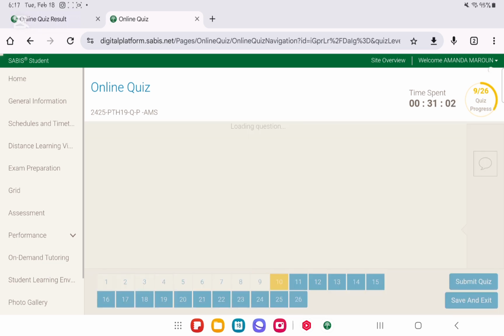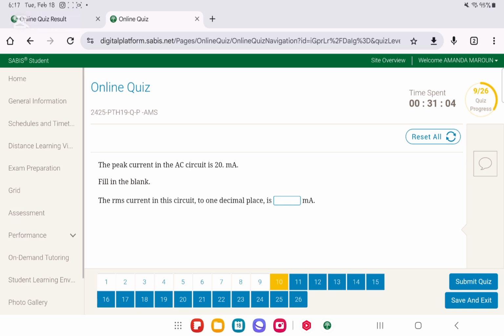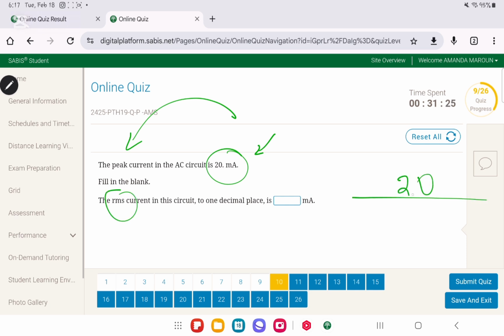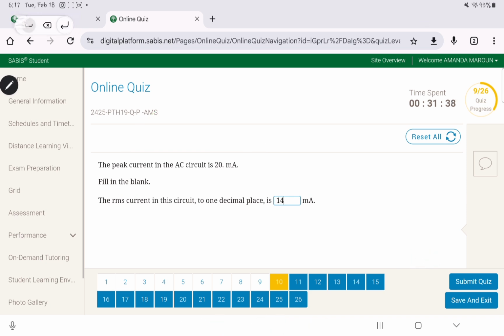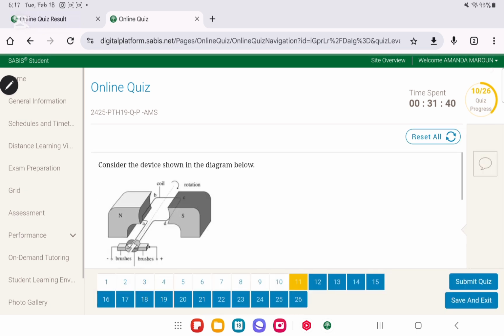So we move on to the next question, which is question number 10. They said the peak current in the AC circuit is 20 milliamperes. They need the root mean square. How do we find the root mean square? Very simply, you take the peak current, which is 20, and divide it by radical 2. So 20 divided by radical 2 gives you 14.1 to 1 decimal place. So very simply, the answer is 14.1.